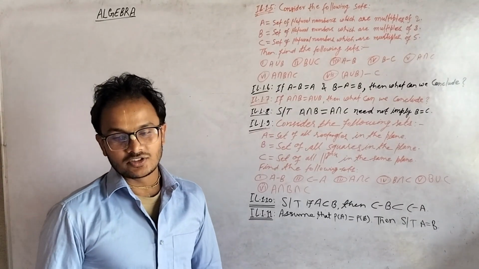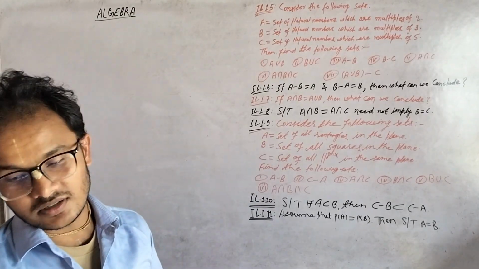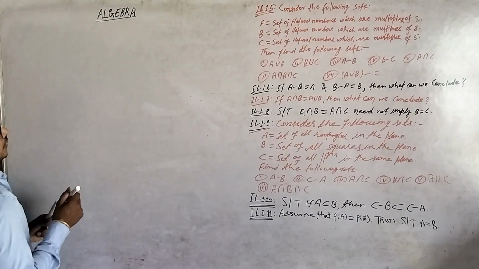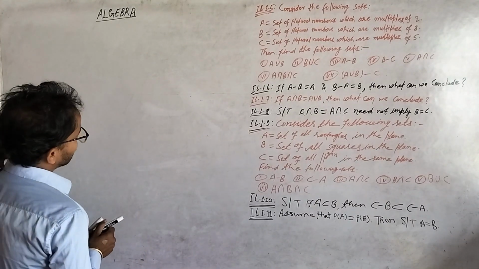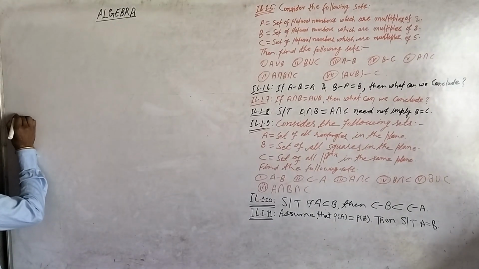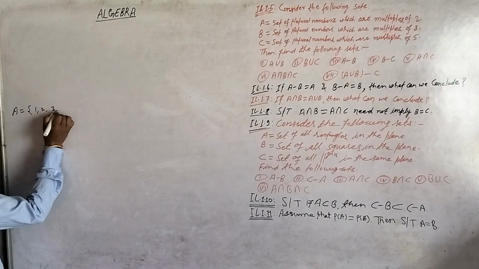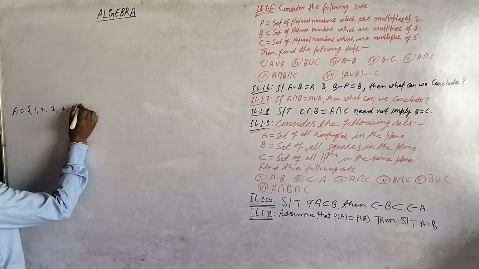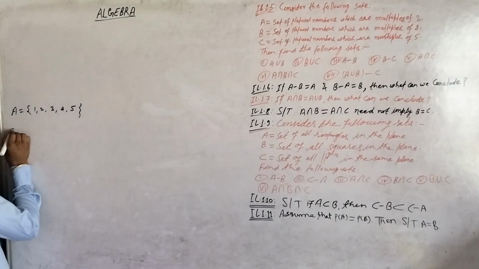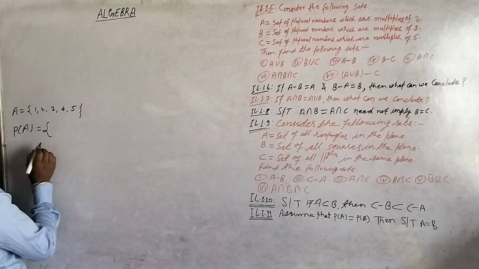Next topic in set theory is the power set, and we discuss the power set. Power set means we try to understand it through examples. Suppose A equals {1, 2, 3, 4, 5}. Then we can write the power set of A as follows.